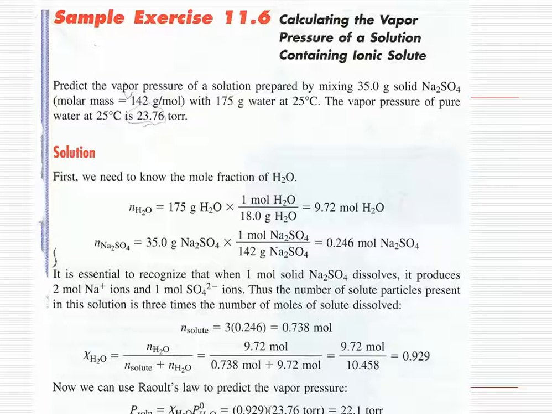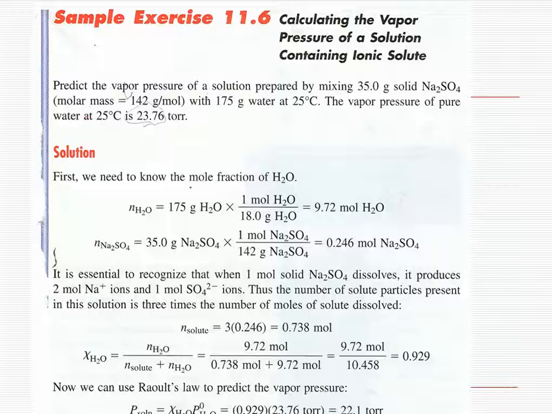But we are looking for the vapor pressure of the solution. So again, we're going to use Raoult's law. We're going to need the mole fraction of the water. And then it says here they give us the vapor pressure of pure water, again, at 25 degrees. That's the same as in the previous problem. Again, the vapor pressure would change based on the temperature, so we're corresponding there.